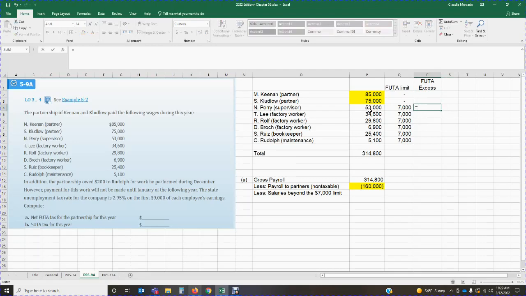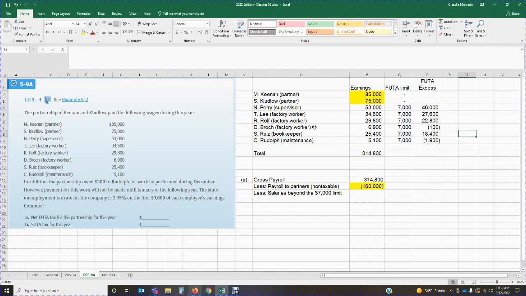So I'm going to get my wages minus my limit, and that is going to give me the amount that I do not have to pay FUTA taxes on. This is the amount that represents what we are not going to pay taxes on.